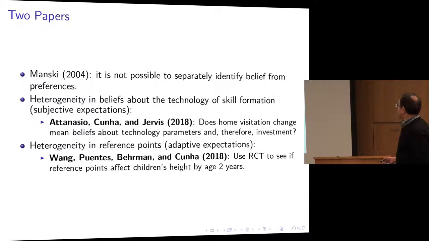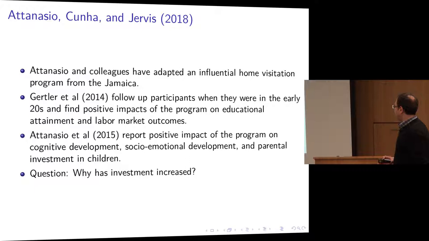So I joined this project, which Orazio Attanasio, Costas Meghir, and Sally Grantham-McGregor had in Colombia. I joined in the last year of their study. What they actually did is that Sally Grantham-McGregor had done in the 1980s in Jamaica a really high-quality home visitation program, and people are still analyzing data to this point. This was done in the 1980s. The kids now are close to 30 years old.